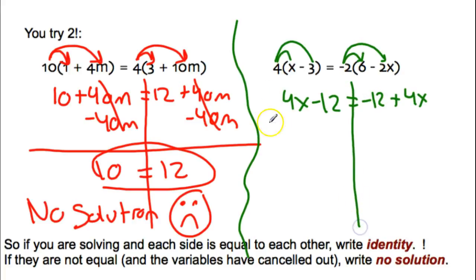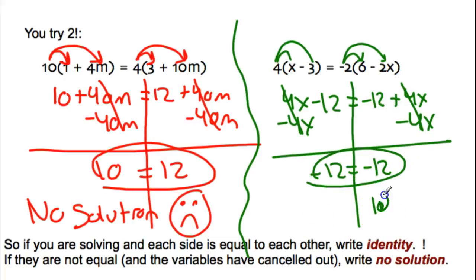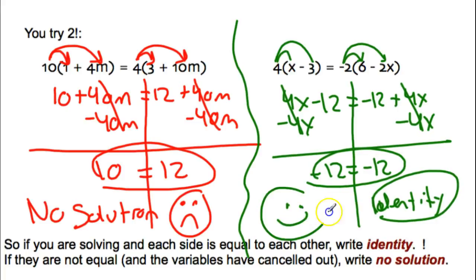Interesting stuff. So let me do minus 4x over here and a minus 4x over here. Draw the line, cancels. I'm left with minus 12 equals, bring down that minus 12. Those cancel. So negative 12 equals negative 12. This is an identity. Identities, those make me happy. I'll draw a happy face. Alright, so good luck with the worksheet.